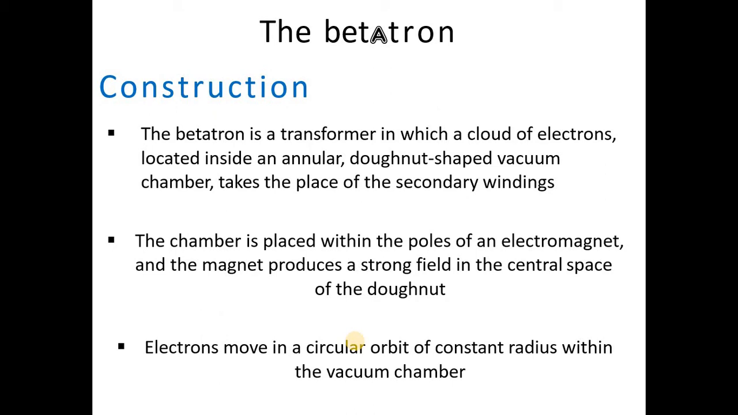Construction of betatron. It's a transformer in which a cloud of electrons located inside an annular, donut-shaped vacuum chamber takes the place of the secondary windings, similar to that of a transformer. The chamber is placed within the poles of an electromagnet, and the magnet produces a strong field in the central space of the donut. Electrons move in a circular orbit of constant radius within the vacuum chamber.